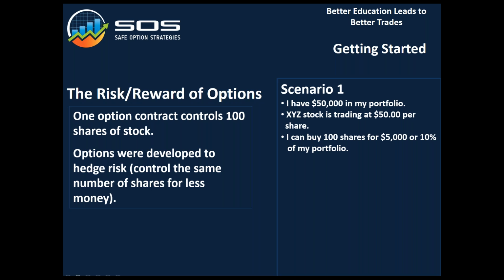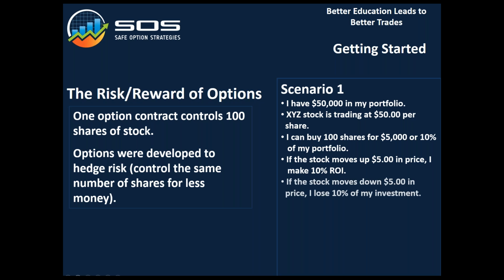At $50 per share, 100 shares is going to cost me $5,000. I'm going to invest 10% of my portfolio on this one position that involves 100 shares of stock. We're not talking about options yet. I'm talking about the first scenario. If the stock moves up $5 in price, I'm going to make a 10% return on my investment. ROI, if you're hearing it for the first time, return on investment. That's going to be my reward. If the stock price moves down $5, I'm going to lose 10% of my investment.